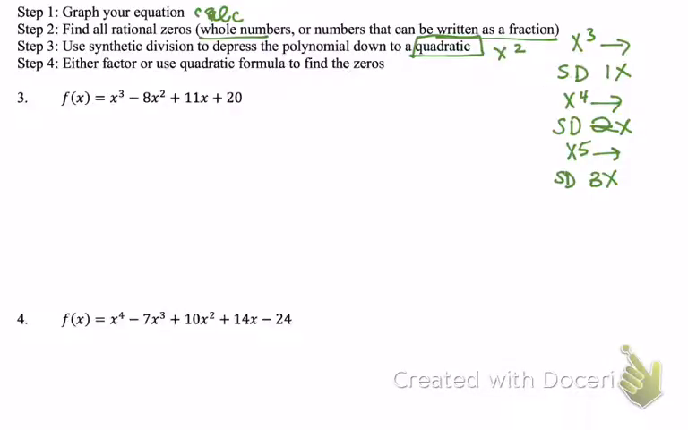So we're going to look at this number 3. I'm going to show you how to graph it and then how to find the zeros on the calculator. I'm going to do that with you once, and then I'm just going to tell you what the zeros are. You can just do them on your own calculator afterwards. So we have x cubed minus 8x squared plus 11x plus 20.